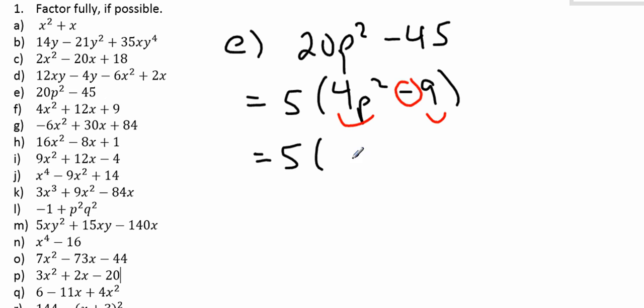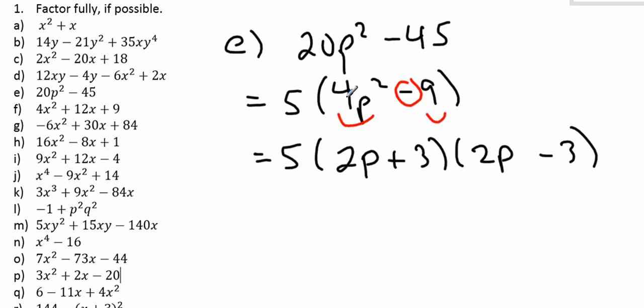So when you factor using difference of squares, that's when the answer is conjugates. So 2p plus 3, 2p minus 3. So the square root of this is 2p. The square root of this is 3. One bracket needs a plus and one needs a minus. So make sure you know how to factor difference of squares. They show up an awful lot, and they're supposed to be really easy.